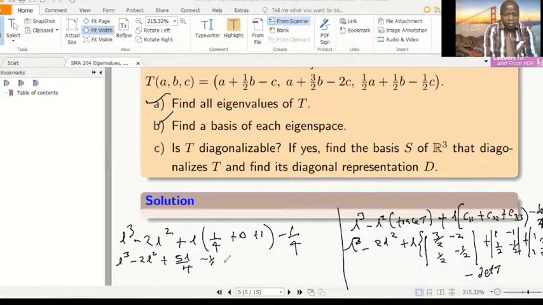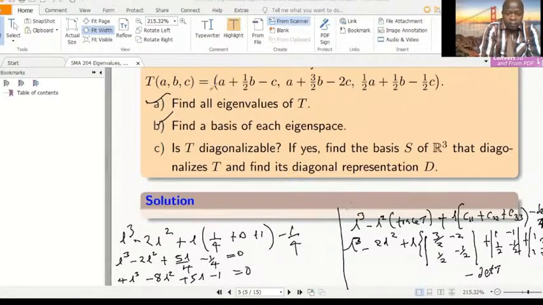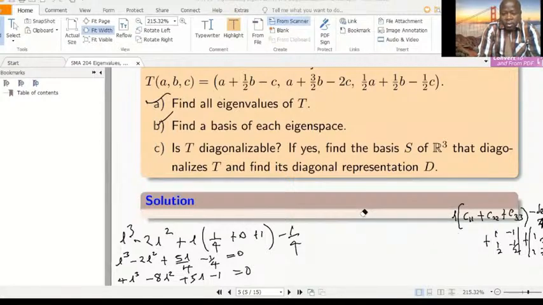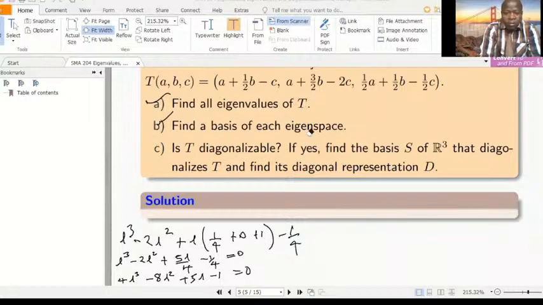Now, this is the characteristic polynomial. To get lambda, we equate it to 0. Let's multiply through by the denominator, which is 4. And that gives us 4 lambda cubed minus 8 lambda squared plus 5 lambda minus 1 is equal to 0. Now, what we have here is a cubic equation, and we want to solve that. I hope you've already copied this. Let me create space here so that we solve this cubic equation from here.